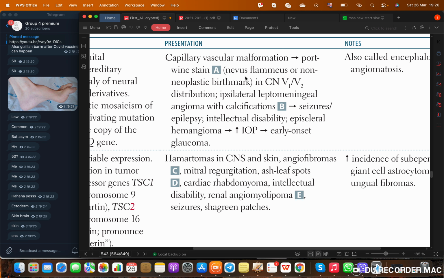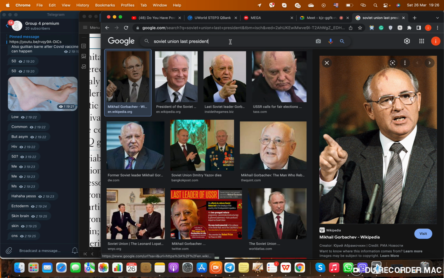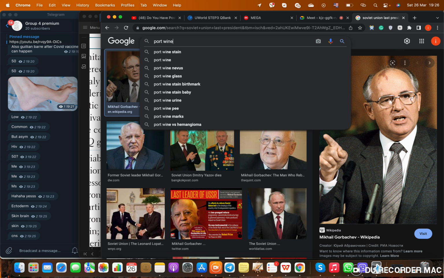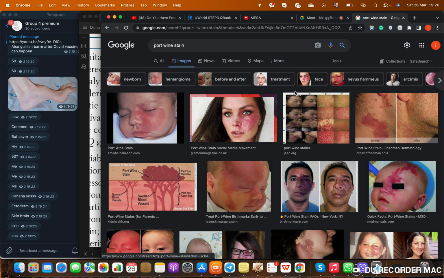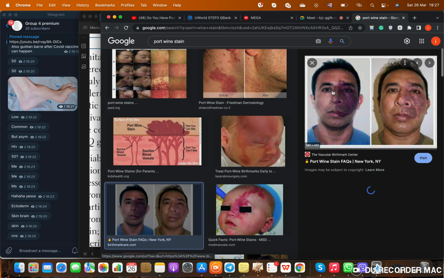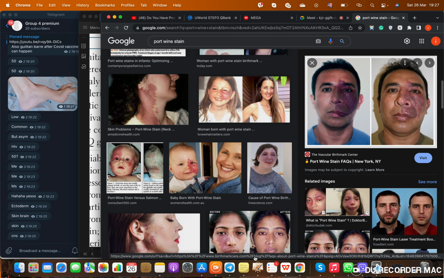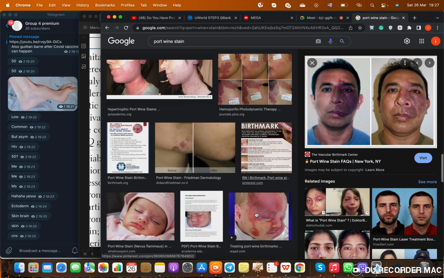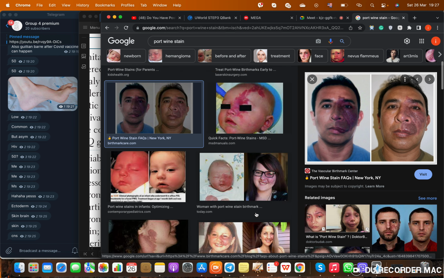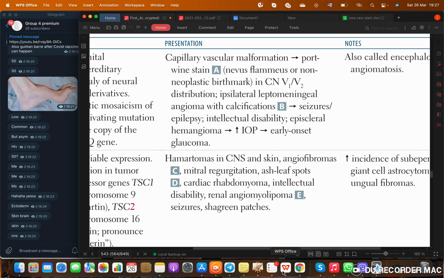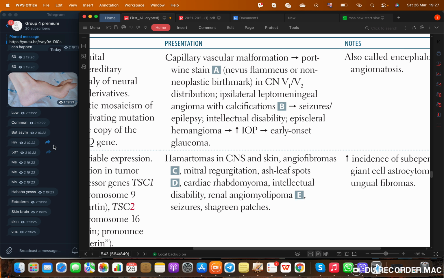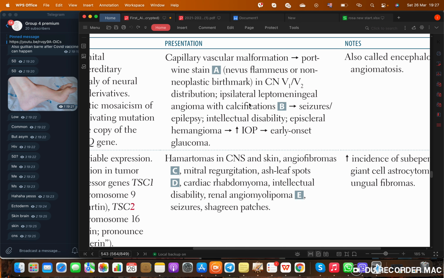Also known as nevus flammeus or a non-neoplastic birthmark. When you take a look at the port wine stain, it's various. It can be mild, like in the case of Gorbachev, or it can be really bad, like this. It's permanent, but you can give some treatment for it, basically with liquid nitrogen, for example. So, in the cranial nerve V1 and V2 distribution, which is the ophthalmic and the maxillary. Ipsilateral leptomeningeal angiomas with calcification can occur.